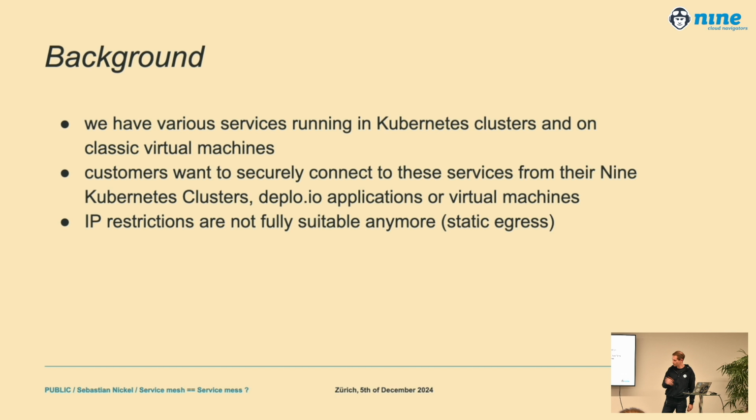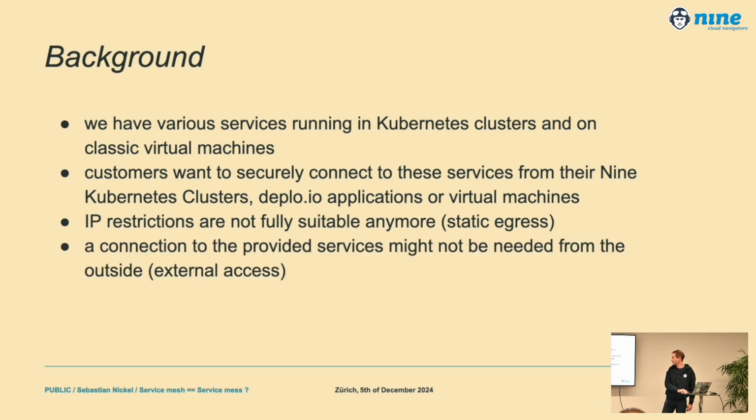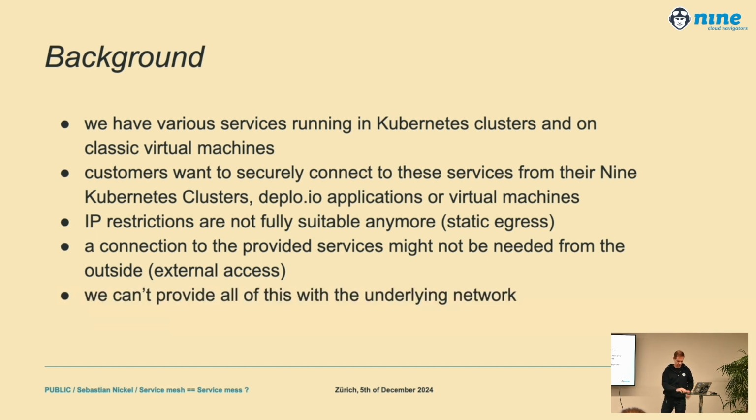There's also Deploy, where we also want to connect services from. I already said that IP restrictions are not really suitable anymore. In the database case, you might not want the whole world being able to connect to your database, maybe just your pod from your NKE cluster or your Deploy application. So that's also a requirement. It would be cool if everything is basically internal. We can't provide this with the underlying network. For example, on Google you can create a VPC and use the same IP range multiple times. We don't have that. We have a simple network, public IPs, connection from A to B.